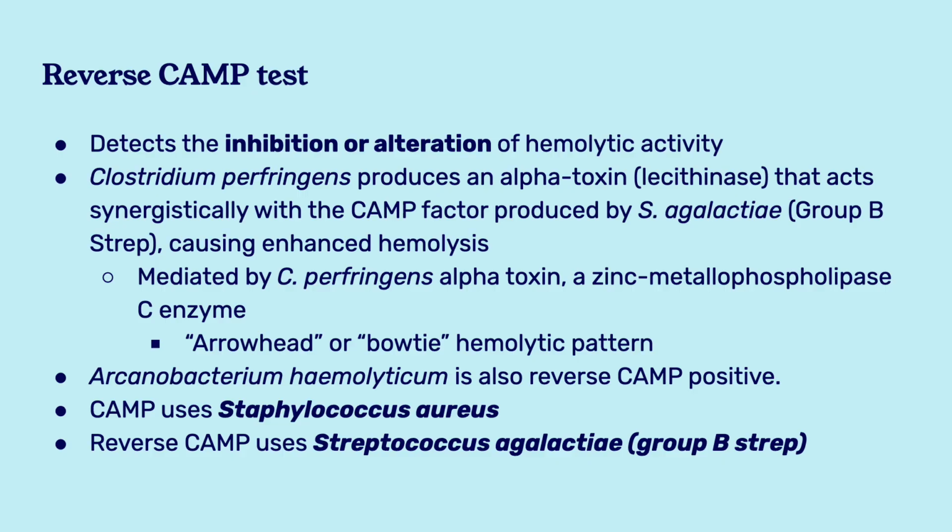This is mediated by the alpha toxin of Clostridium perfringens, which is a zinc metallophospholipase C enzyme. When this test is performed, Clostridium perfringens will exhibit an arrowhead or bow tie hemolytic pattern. Archaeobacterium hemolyticum is also reverse CAMP positive. So remember that CAMP enhances hemolysis and uses Staph aureus, while reverse CAMP uses Streptococcus agalactiae, and it tends to inhibit or alter hemolytic activity.